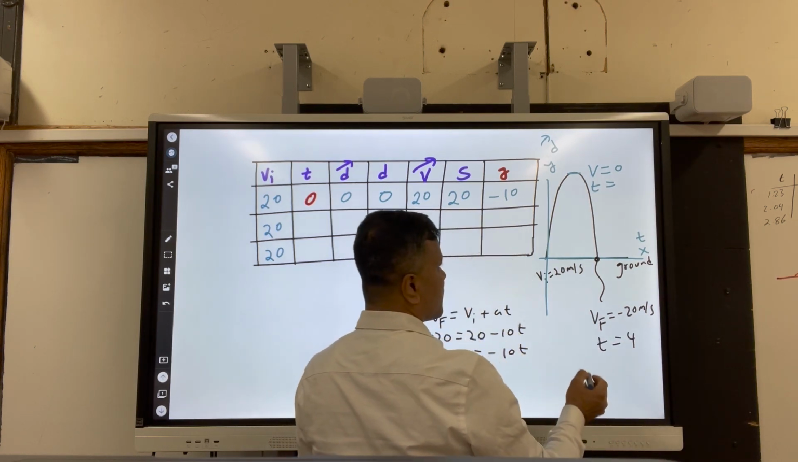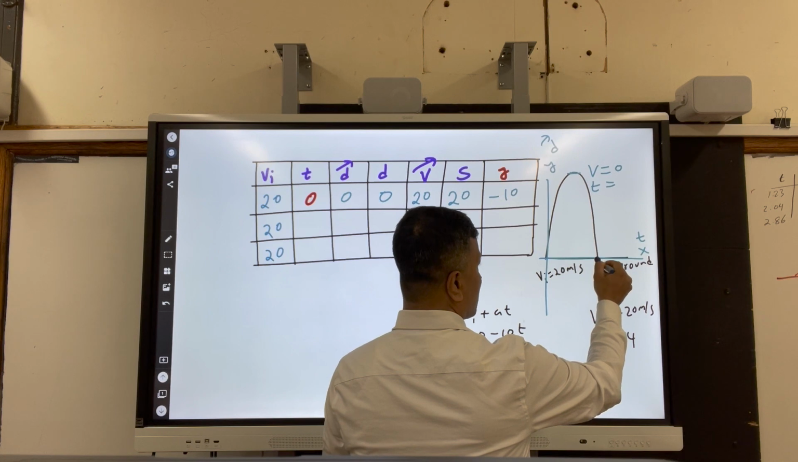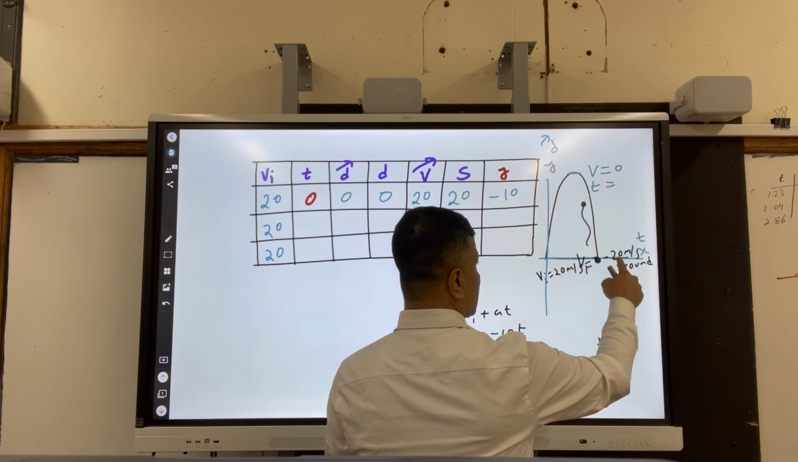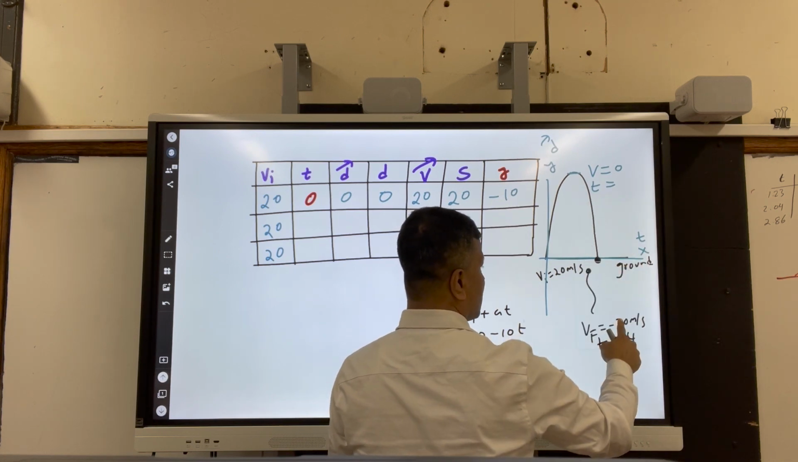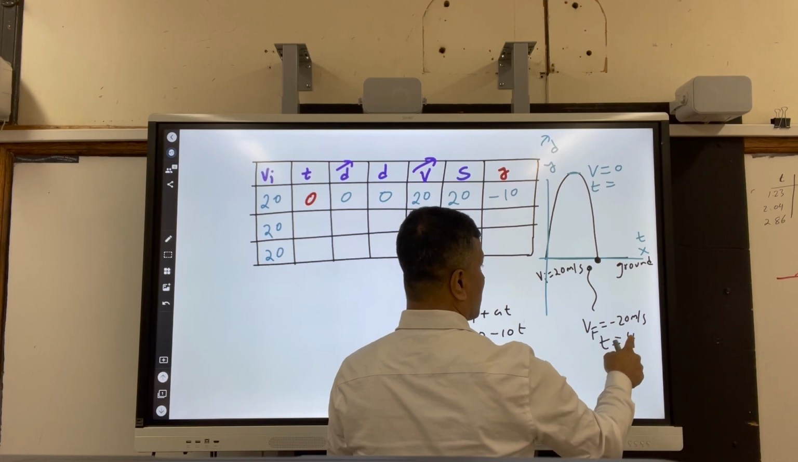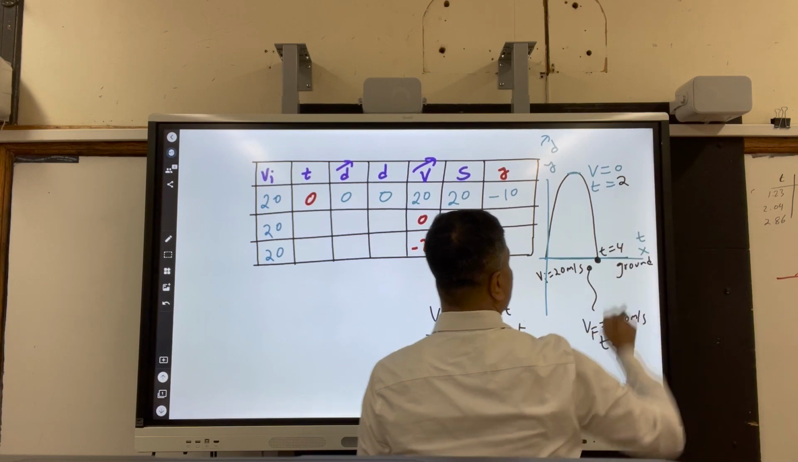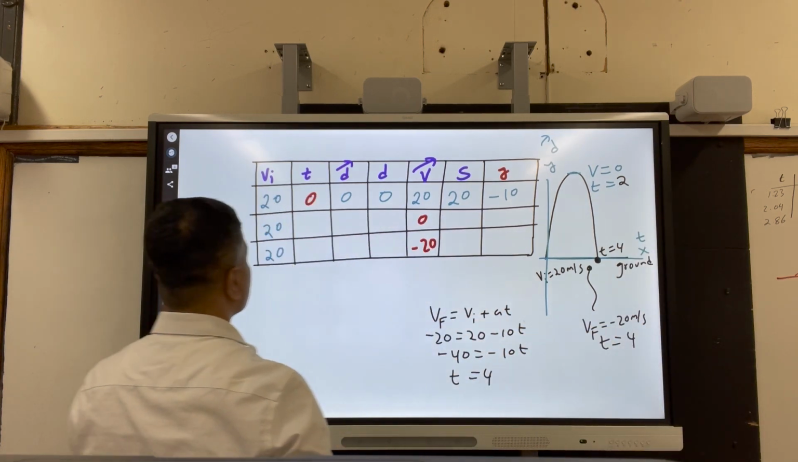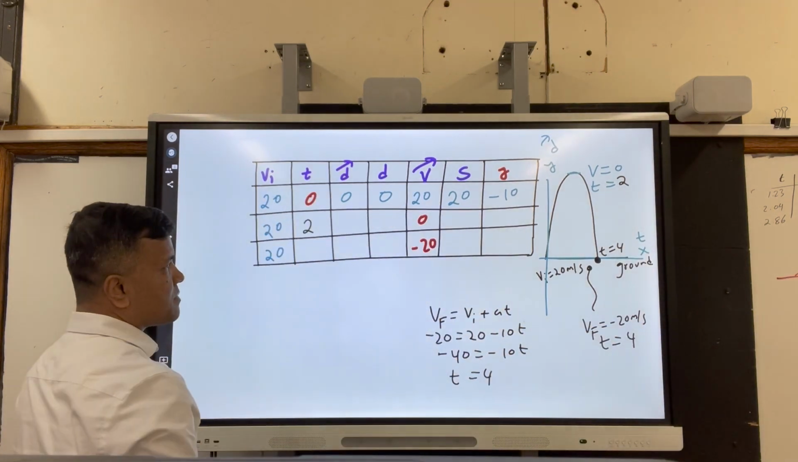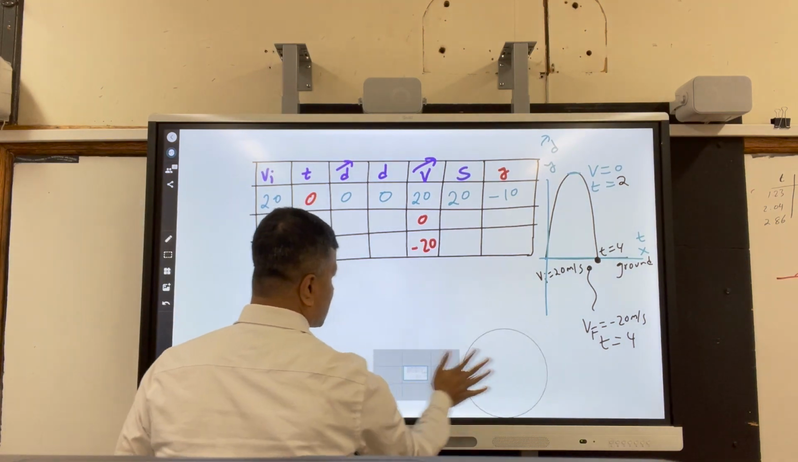T is equal to 4 over here, where velocity is negative 20. If t is equal to 4 over here, then t must be 2 over there. Okay. So the time is 2. What would be the displacement when the time is 2?